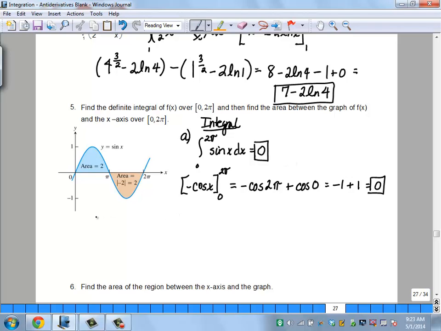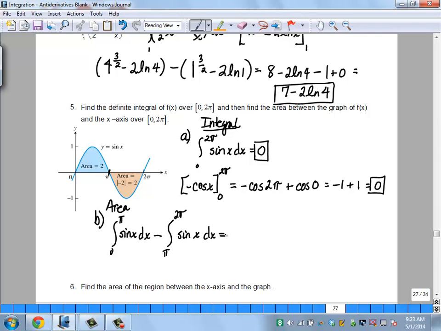Now the B part, we actually want to find the area. Okay, area is never negative, so we have to make allowances and see where it breaks here at pi. So we're going to break it up here so that we can see. So I basically want to go from 0 to pi of sine x dx, and I want to subtract, because I know this will be negative, from pi to 2 pi of sine x dx.